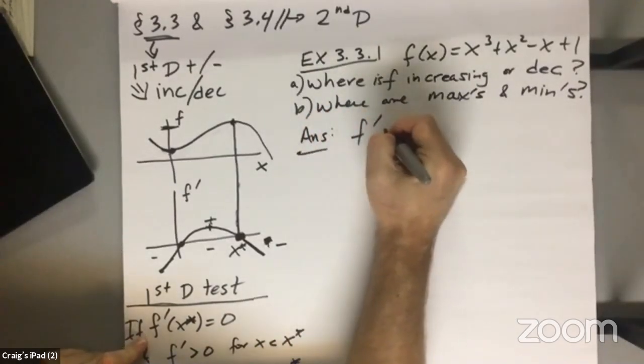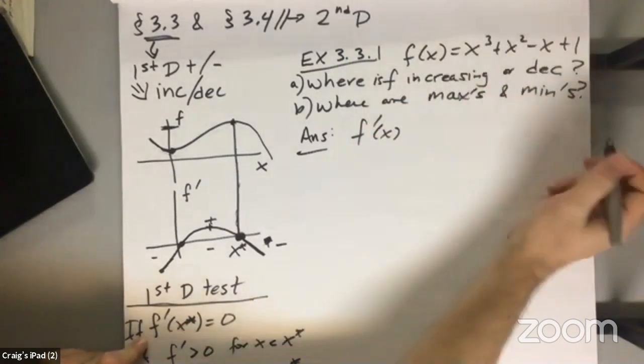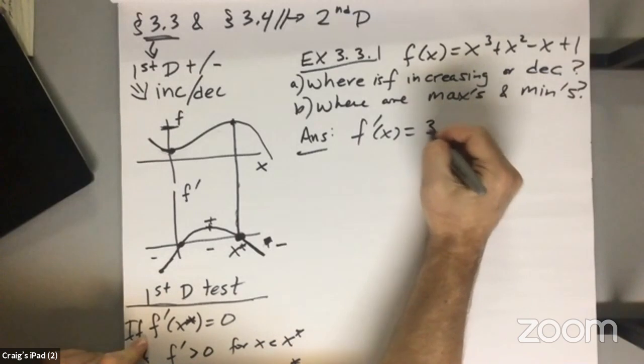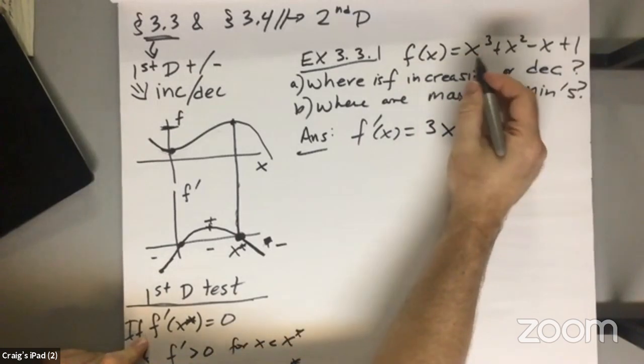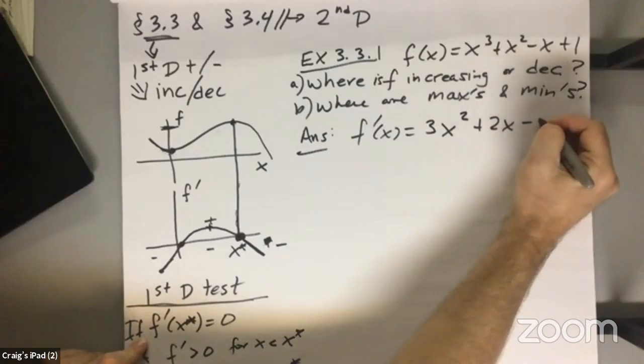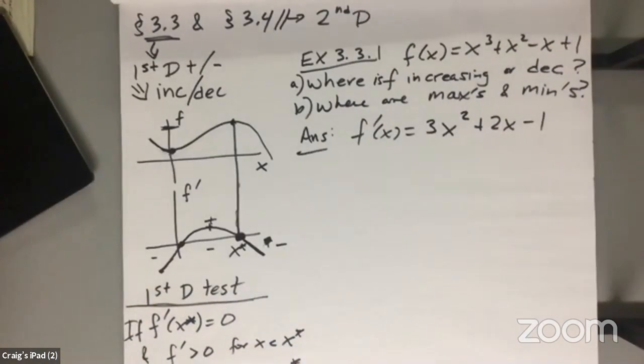Well, take the derivative. The first derivative tells us the answer to these two questions. First derivative is, well, easy, right? For polynomials, derivative of x cubed is 3x squared. Derivative of x squared is 2x. Derivative of x is 1, and the derivative of 1 is 0. So that's our first derivative. And that's enough to tell us everything we want to know.